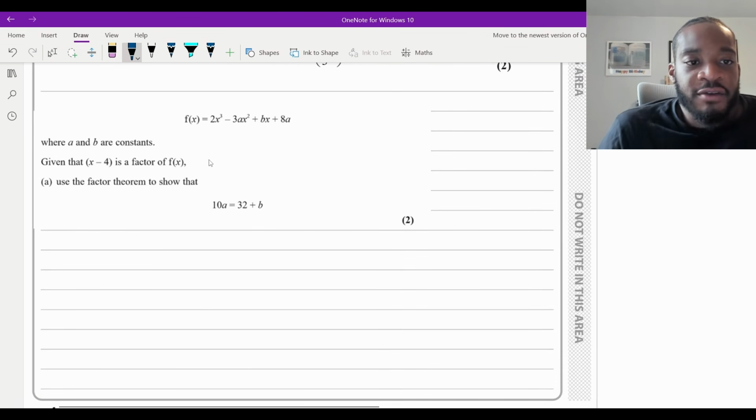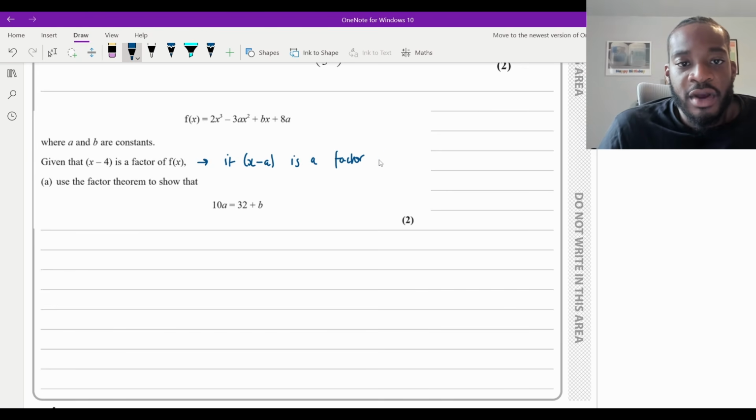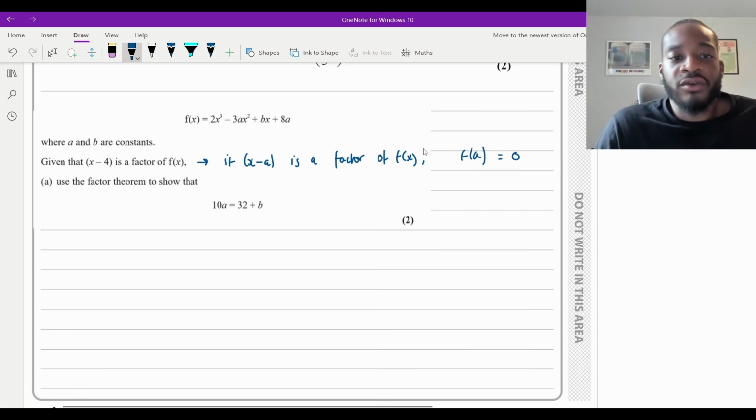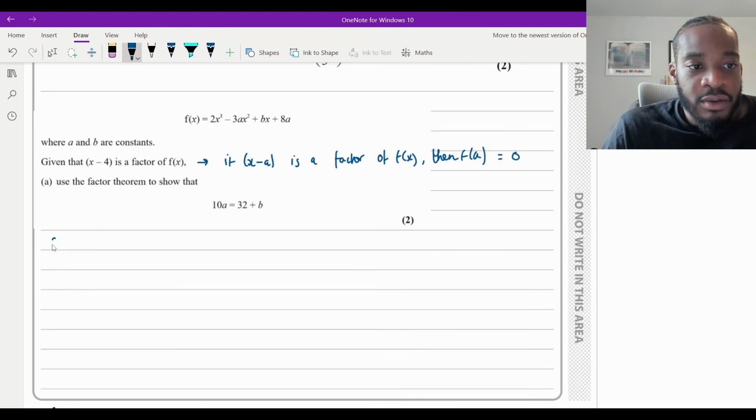Remember, from the factor theorem, if x minus a is a factor of f of x, then f of a is equal to 0. Yeah. So all we need to do is essentially plug in 4 into f, equate it to 0, and we should be able to rearrange to get that equation that they want. So we're gonna plug in 4. So part A, I'll do it here.